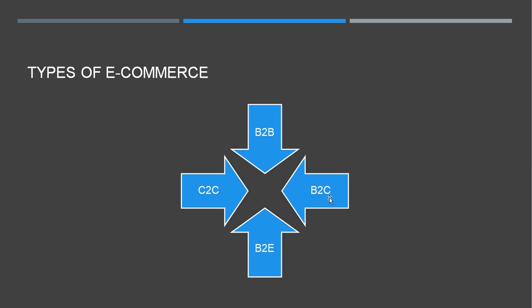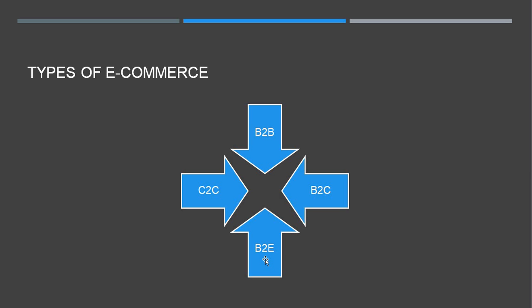B2C, it is business transaction taking place between business and consumer. The basic concept of this model is to sell the product online to the consumers, and it also provides direct selling online to the consumer. If I would state an example, it is McDonald's.